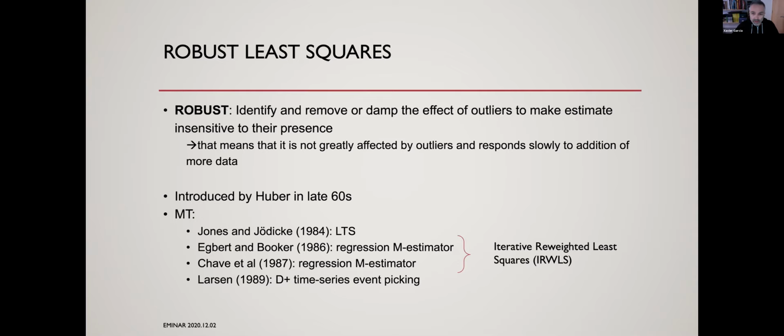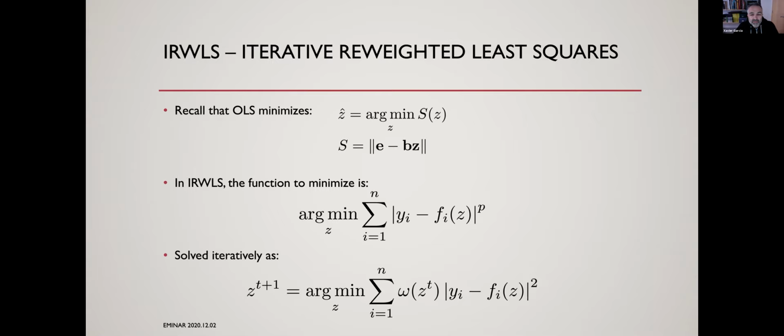So I'm going to talk about this iteratively reweighted least squares because it's probably one of the most important algorithms for robust processing. Recall that the ordinary least squares minimizes this function S. Now we have to minimize the equation here, the second equation, in which we introduce a new function f. The way of solving this has to be iterative. At any step t+1, we introduce a weight function that depends on the solution from the previous step.